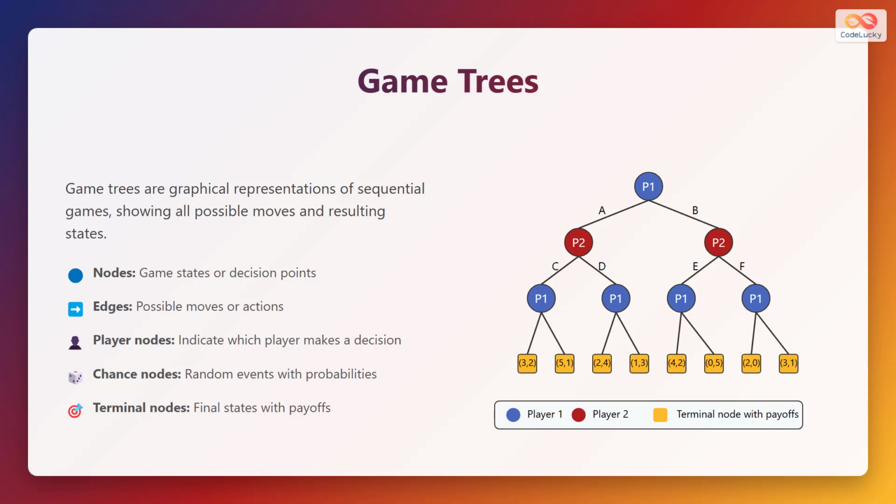The diagram illustrates a game tree. Here P1 means player 1 and P2 means player 2. Player 1 starts at the root node and chooses a strategy, A or B. Then player 2 gets a turn. Finally, player 1 plays again. The terminal nodes show the final payoffs that each player receives at the end of the game.